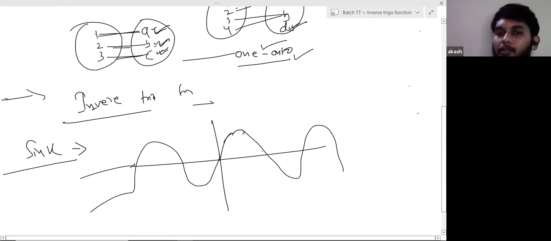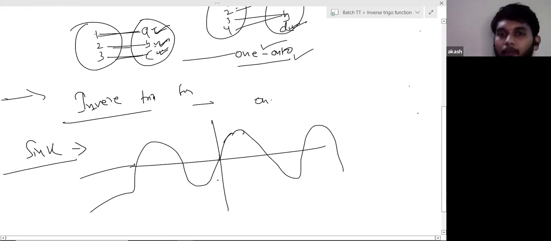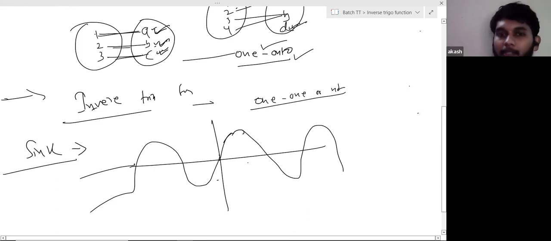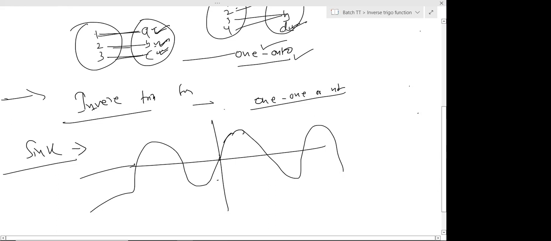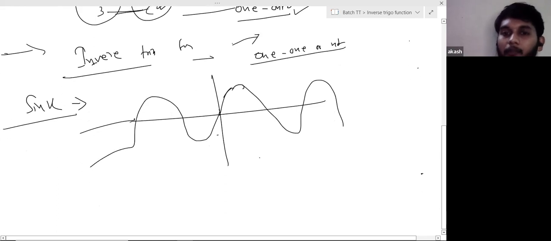So if I ask you, is this one-one or not? Is it a one-one function? No, this is not one-one. Why? One-one means one father has one son. If it were one-one, only one cycle would be there, and not even one cycle.